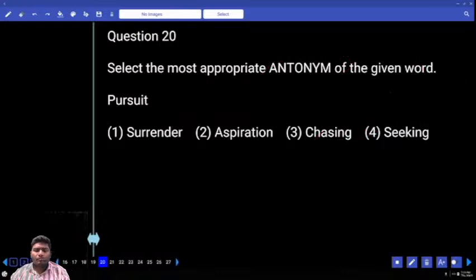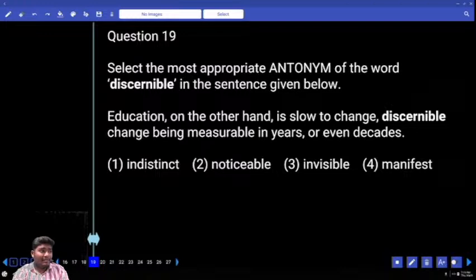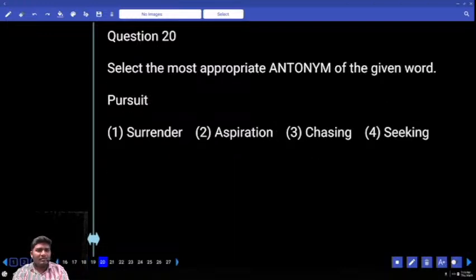Move to 20. Pursuit. See, this question is used in a sentence. This word is given in a sentence. This is given individually. Which one is easy? Somewhat the sentence, whether you know the word or don't know the word, the sentence is easy, somewhat. We can make out some meaning. Can you make out any meaning here? If you don't know the meaning of this word, gone.